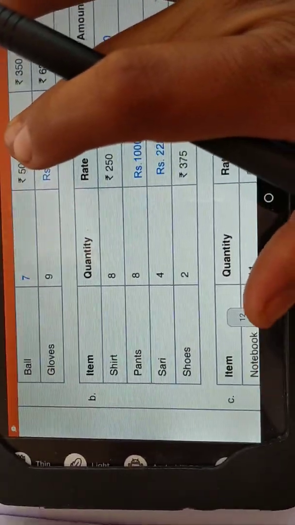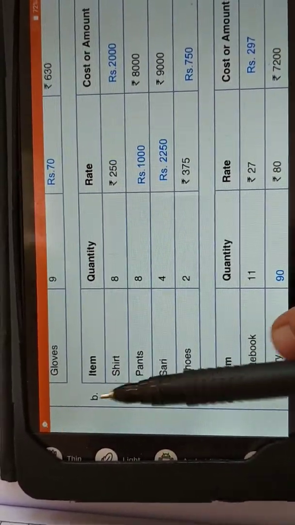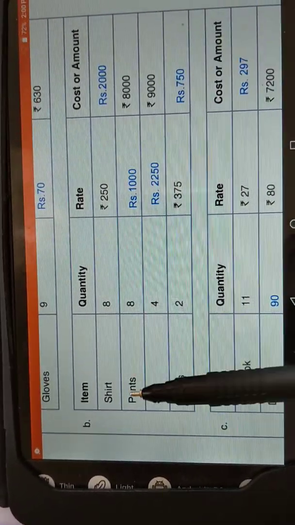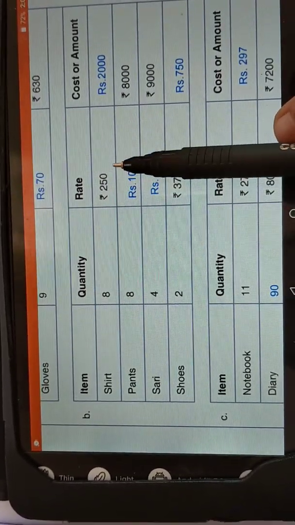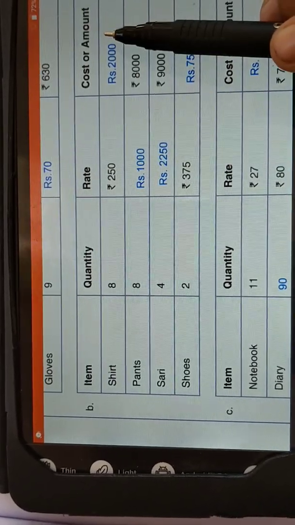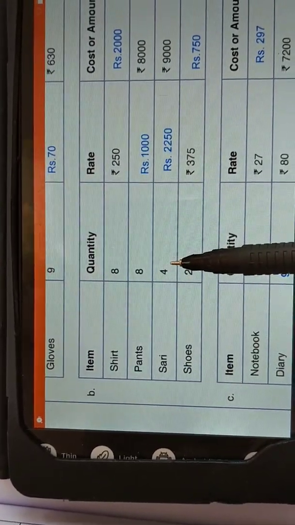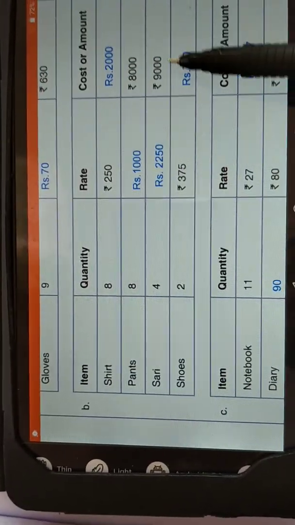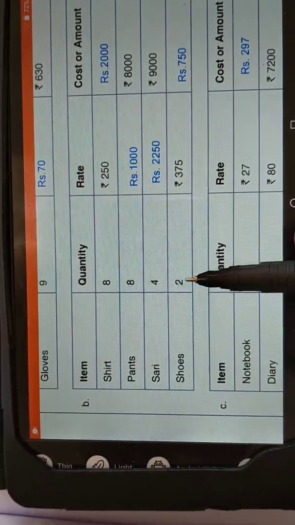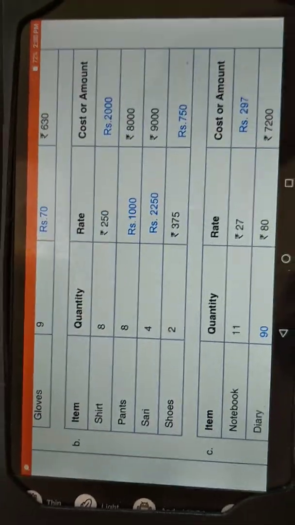Now the second question. Look at this students. Item, quantity, rate, cost or amount. Shirt, quantity 8, rate is 225 is there. Pencil, quantity 8, we are not having the rate but the cost or amount is there. Saree is there, quantity is 4. Rate we are not having but total cost or amount 900 is there. Shoes is there, quantity is 2, rate is 375. So how we'll find that, I'll show you here.